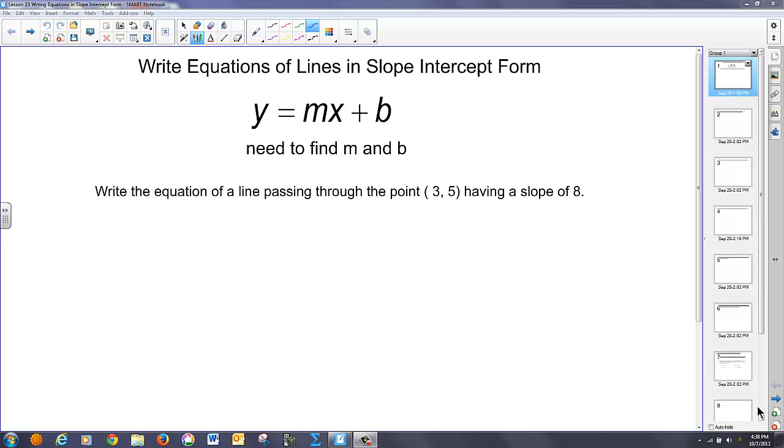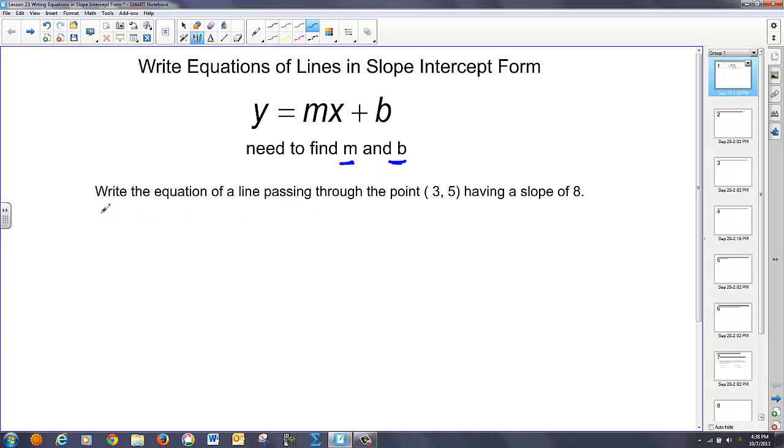Yesterday we graphed equations that were in slope-intercept form. Today we're going to take information about lines and use them to write equations in slope-intercept form. And when we do that, we're going to need to be able to find values for m and b.